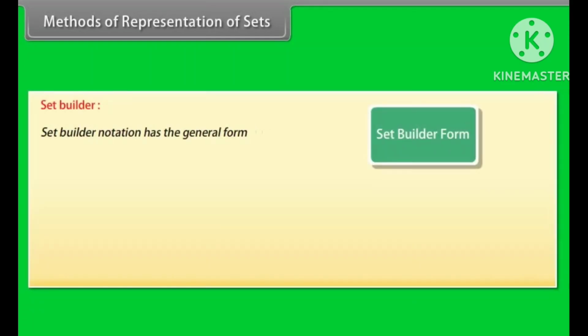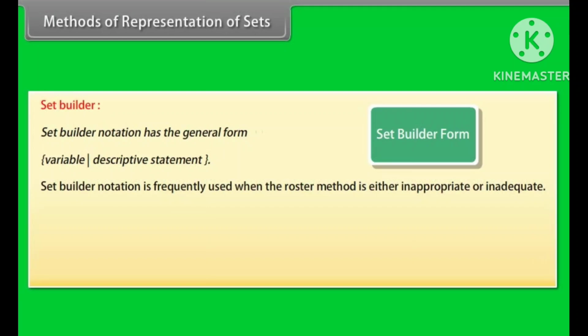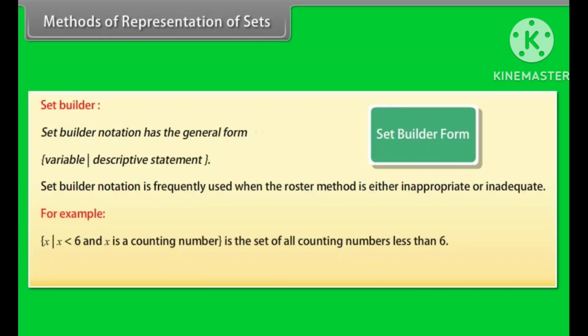Set builder notation has the general form given below. The vertical bar in set builder notation is always read as such that. Set builder notation is frequently used when the roster method is either inappropriate or inadequate. For example, {x | x < 6 and x is a counting number} is the set of all counting numbers less than 6. Note, this is the same set as {1, 2, 3, 4, 5} of roster form of sets.